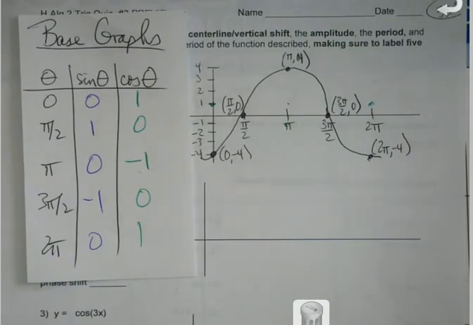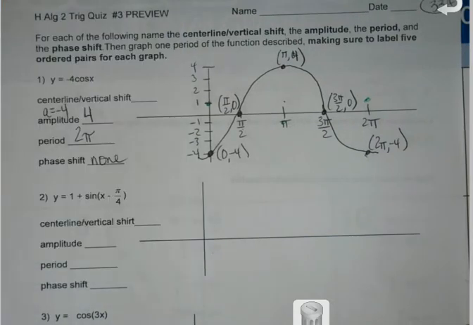So when we put amplitude on this side, do we just leave it as an absolute value?